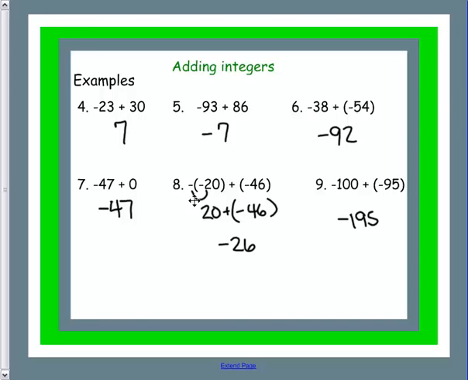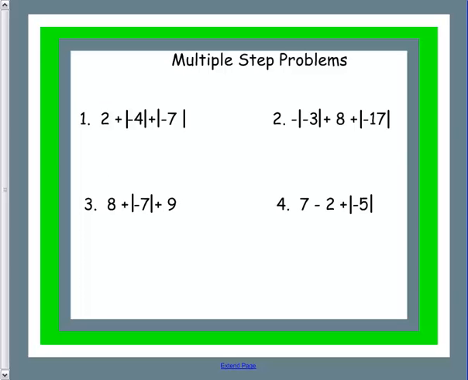This one is a little crazy because first we have to change him to a positive and then add the -46. That's the only one that's a little nuts. So make sure you take special note on number 8. Do the same thing for this one. I want you to try these multi-step problems. And then after you pause the video, if you want to try them, I'm going to show you how to do them in just a little bit.